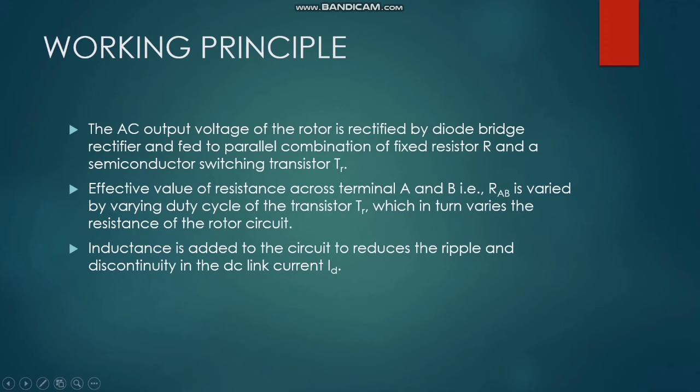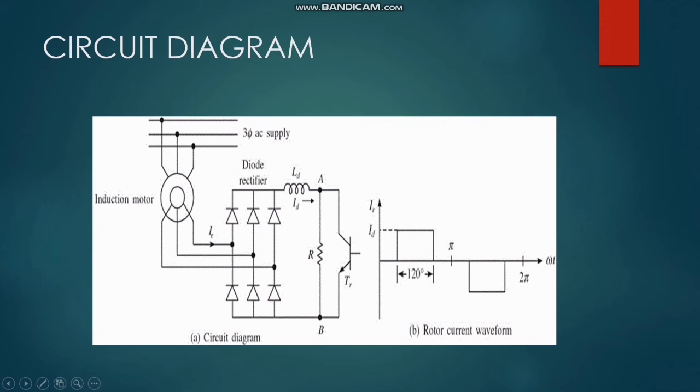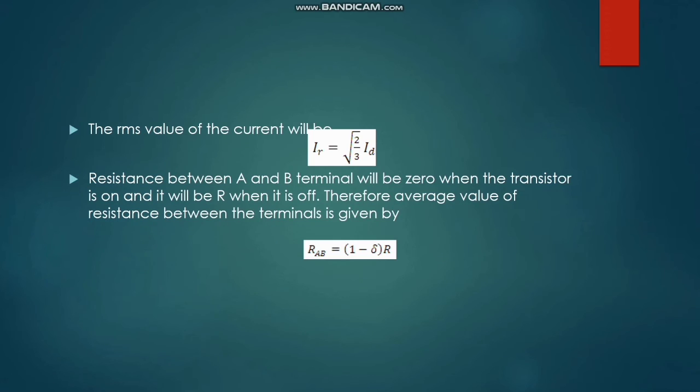Inductance is added to the circuit to reduce the ripple and discontinuity in the DC link current. Here, an inductance is added so that it reduces the ripples in the DC current. The RMS value of the current will be IR = √2/3 ID. Resistance between the A and B terminals will be 0 when the transistor is on, and it will be R when it is off.